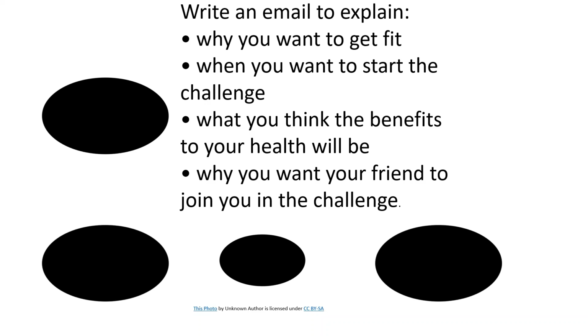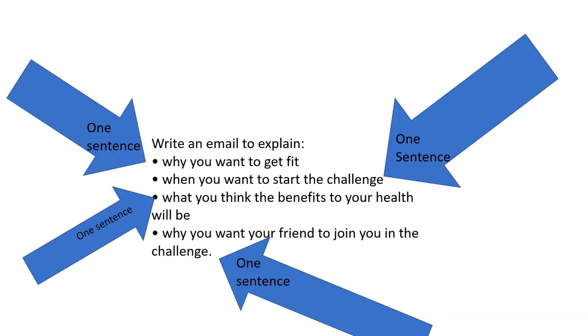So in the examination, you've been given the information to help you structure your answer. So you have to write about the bullet points. So think about at least one sentence for why you want to get fit. At least one sentence for when you want to start. At least one sentence for what you think the benefits to your health will be, and at least one sentence why you want your friend to join you.